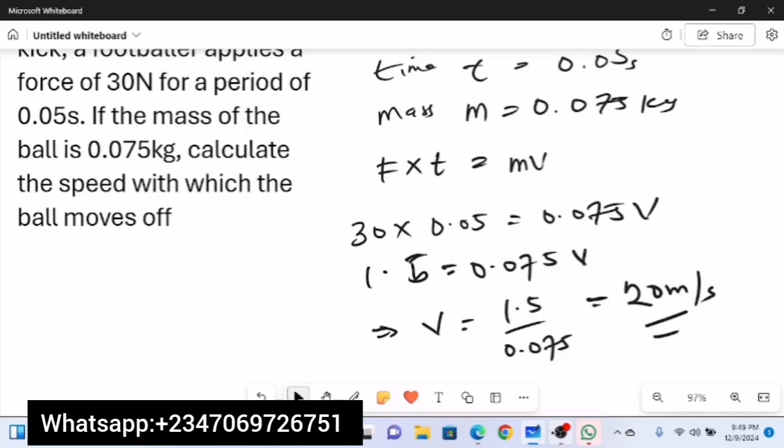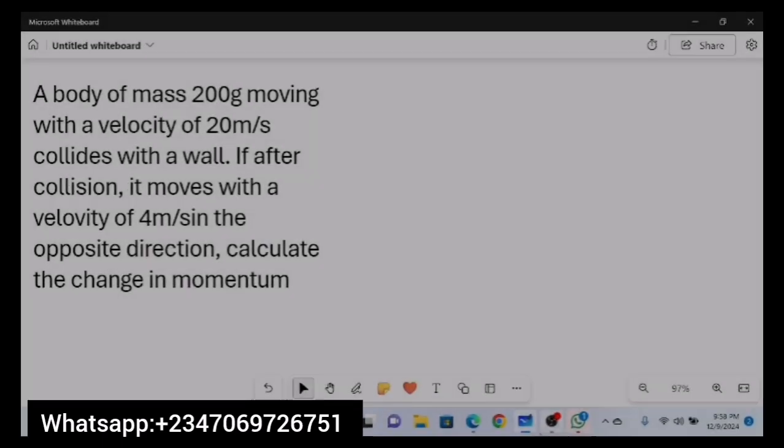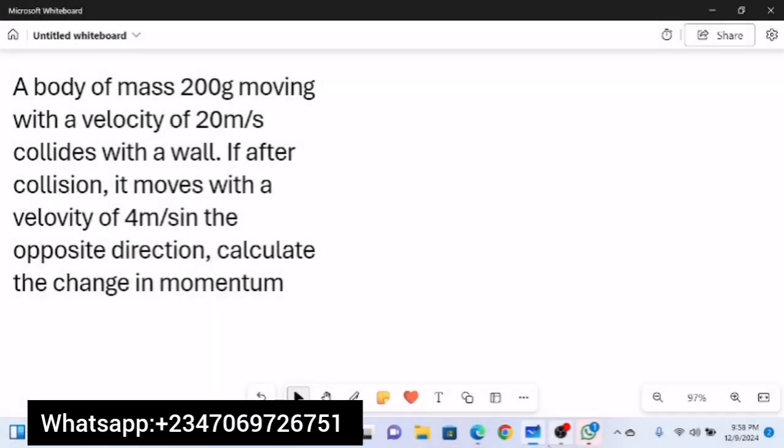Alright, so let's go to the next question. Let's consider the third question. Keeping in mind these questions should also be expected in the JAMB examinations for those in Nigeria. The previous question and this one should also be expected in the JAMB examination.